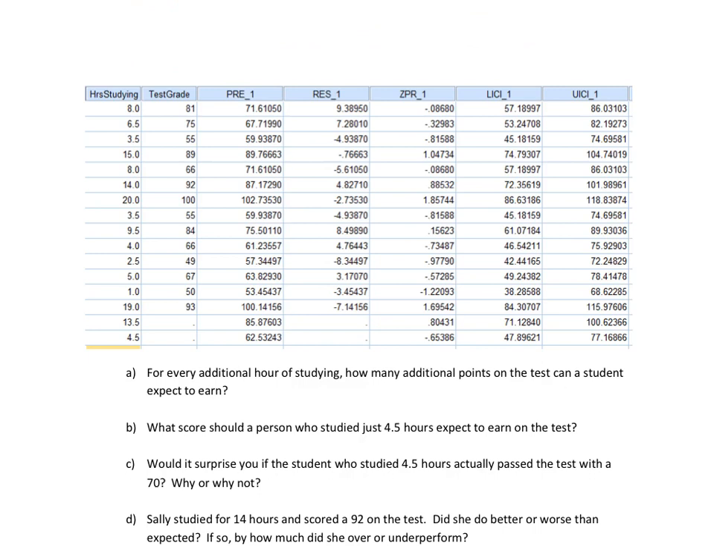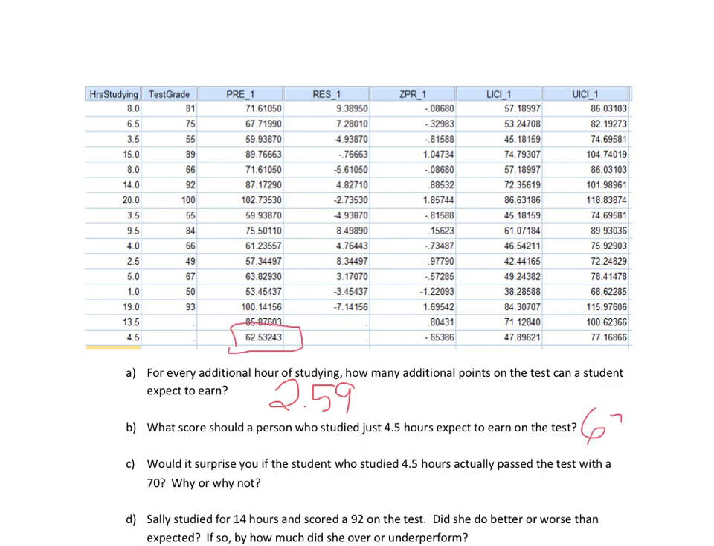Okay. So for number 9, for every additional hour, how many more points do you think you should get? And so we saw that slope of 2.594. So the answer is 2.594, about 2.59 points extra. Okay. What score should a person who studied 4.5 hours get? Now, I would have accepted 2 answers here. If you looked at your output, you see the value is 62.53.